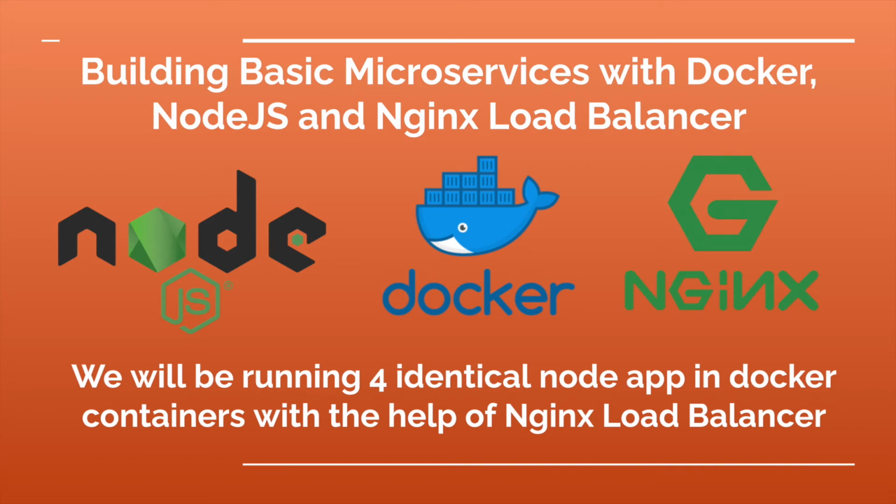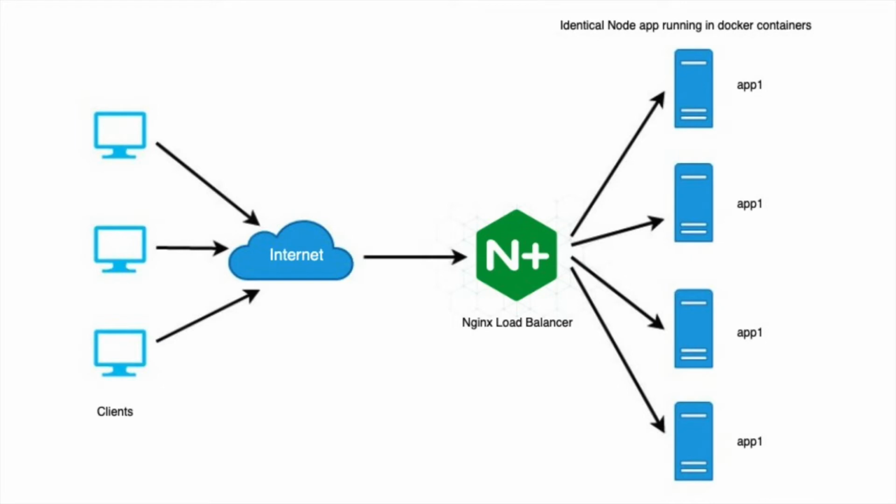In this tutorial, we will be building a basic microservice system with the help of Docker, Node.js, and the Nginx load balancer. Here, we will be creating four different containers, and inside those containers, we'll be running the same Node application, and that Node application will display a message in a browser. So the basic architecture of the microservice system will be like this.